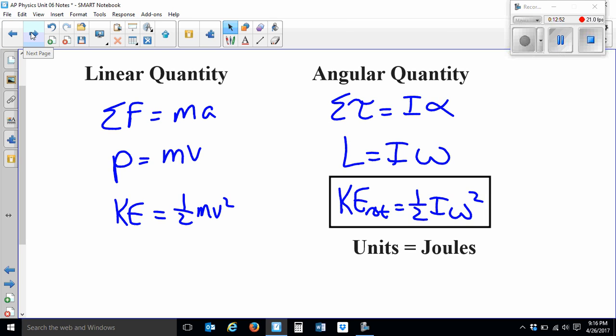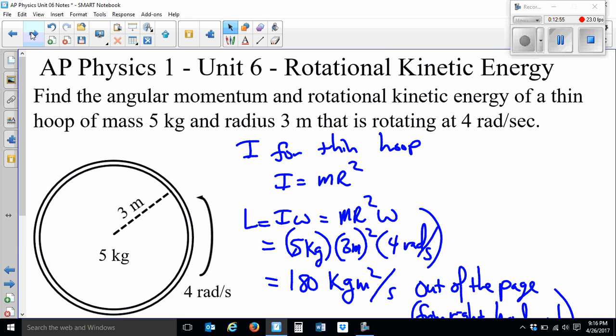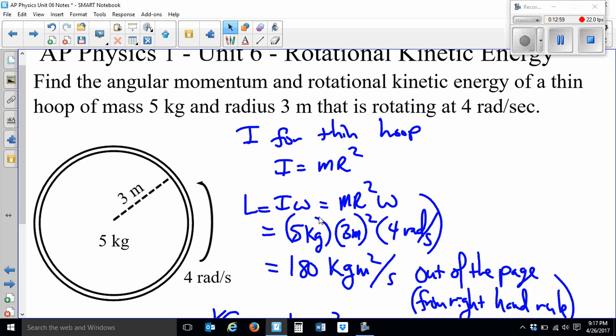So this is just a way to find it. It says find the angular momentum and the rotational kinetic energy of a hoop. And it tells you that the I value is mr squared. So you can calculate that. And that is all good and dandy, just plugging in values. Again, I'm not super worried about that.